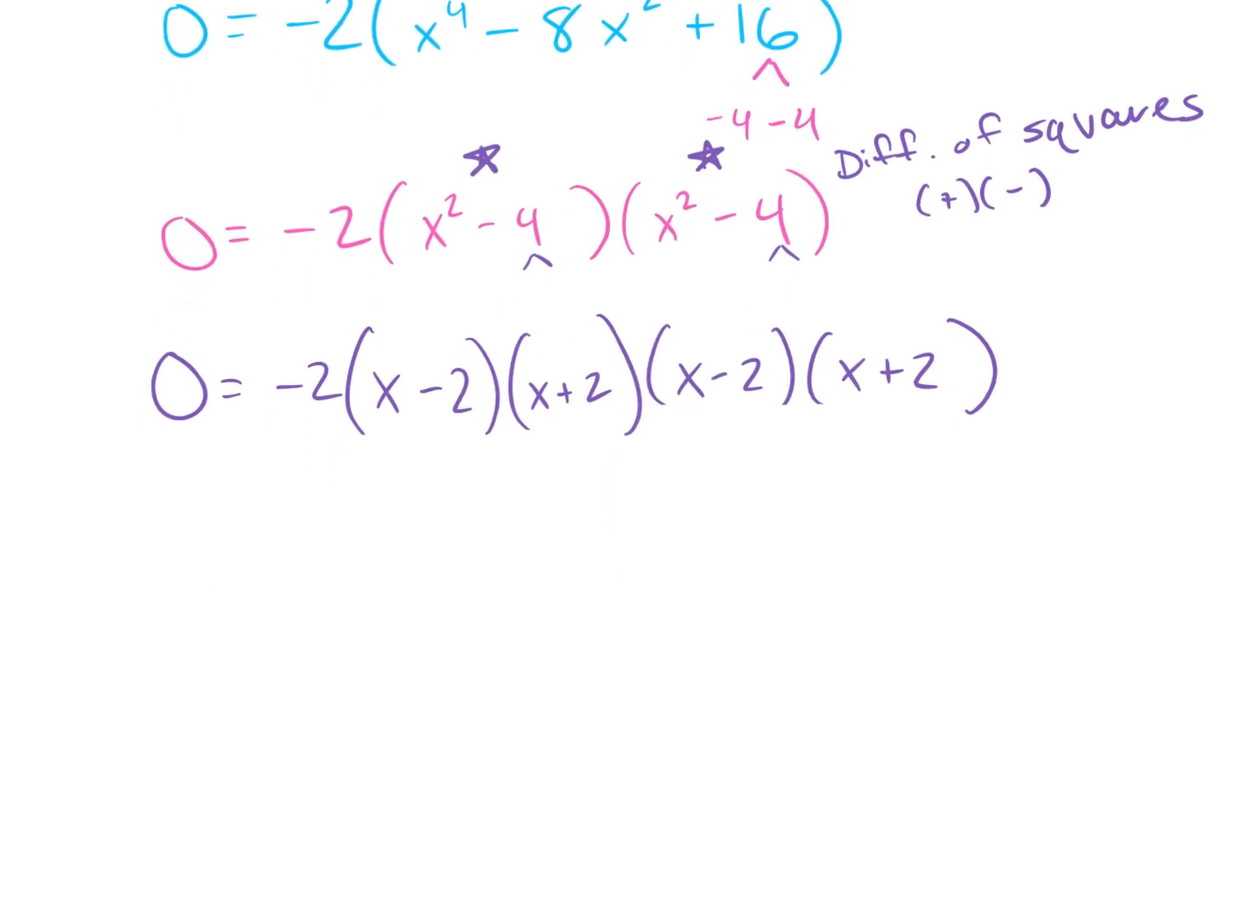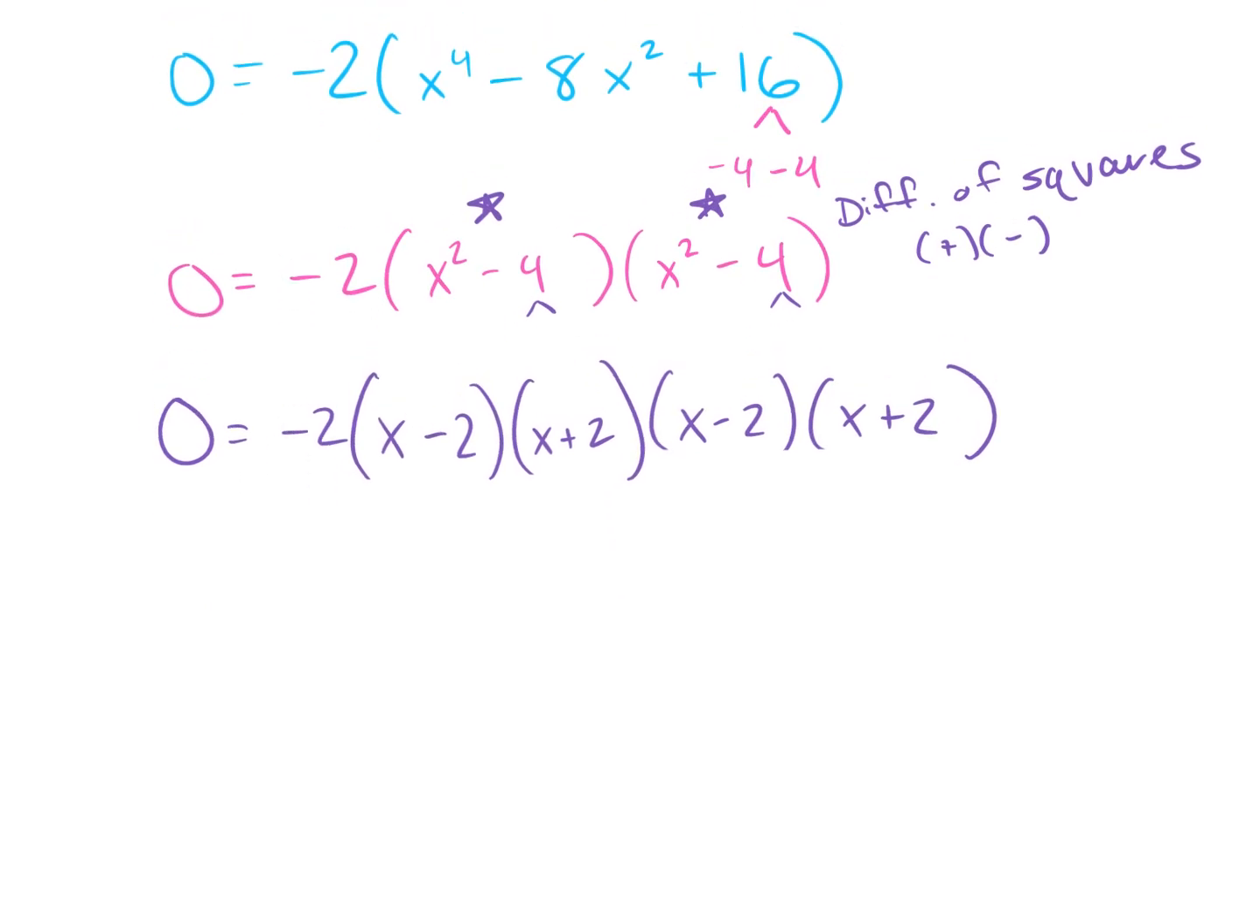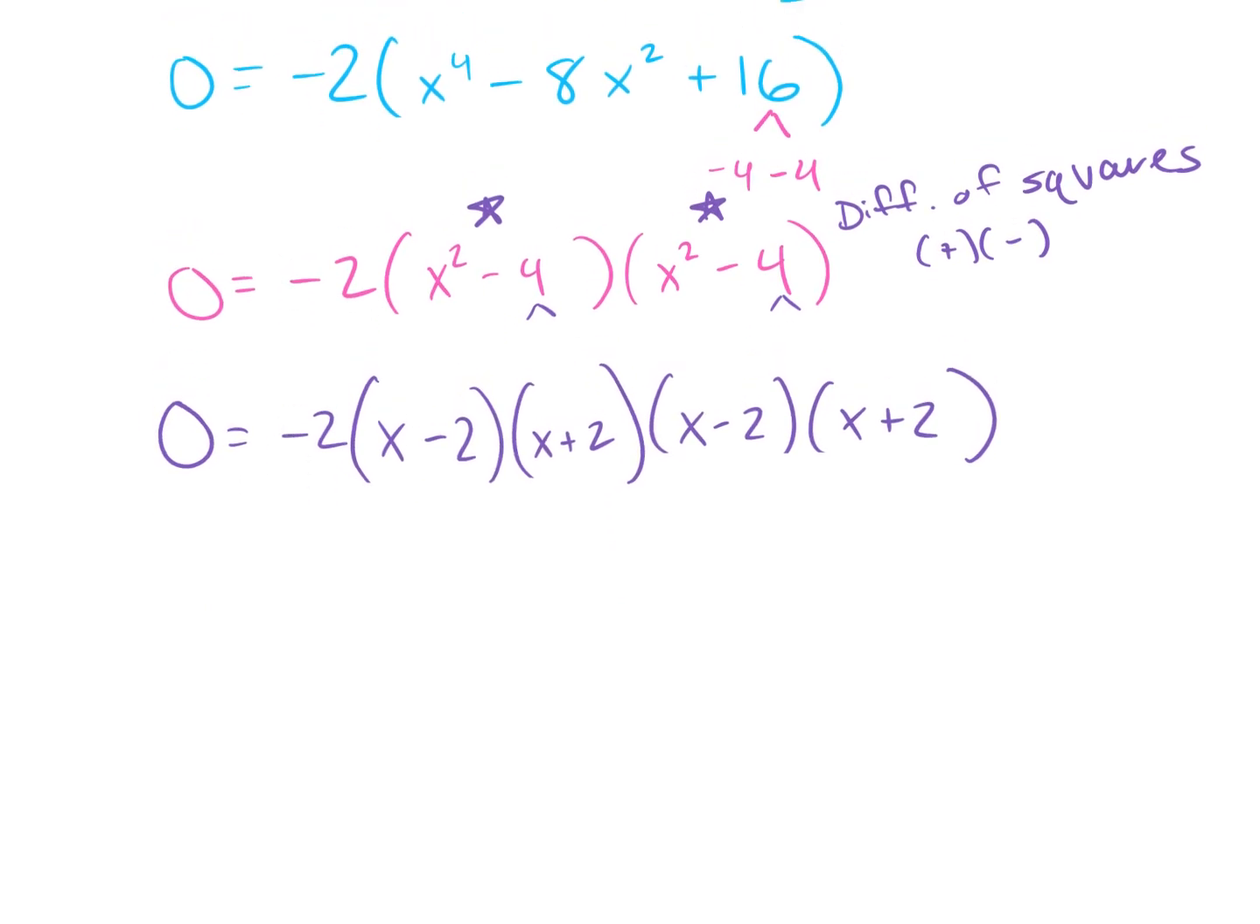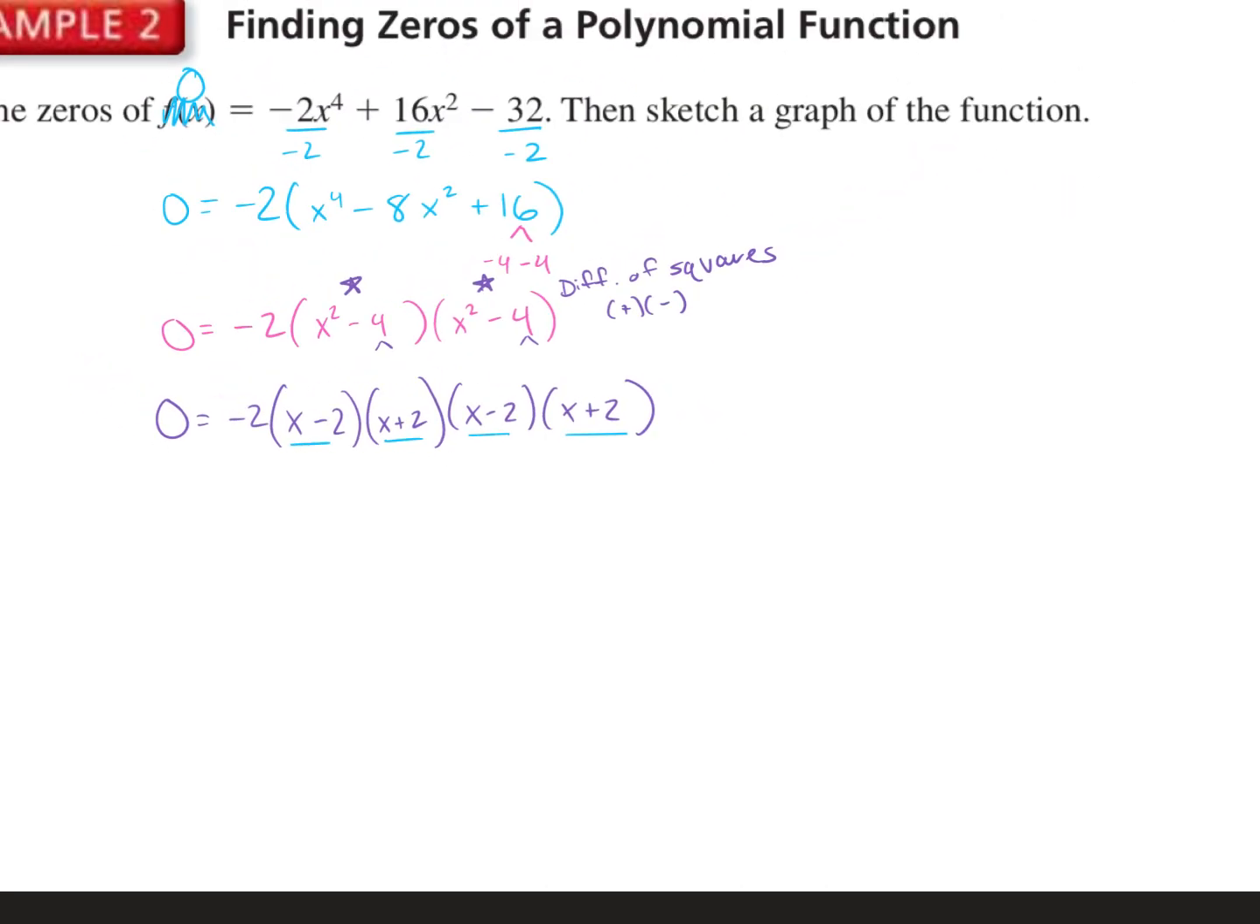All right, so when we solve this, what do I have to do next to solve? So we could write it as squared. So it could be written as x minus 2 squared and x plus 2 squared. But when we are solving it, we just set each piece equal to 0.